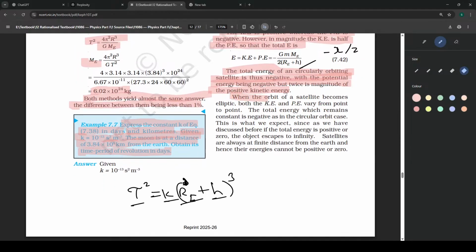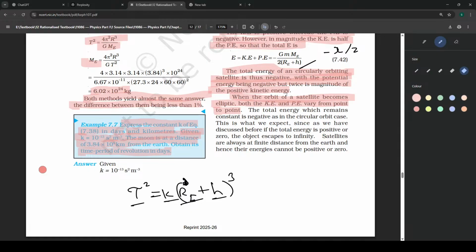When the orbit of the satellite becomes elliptical, both kinetic energy and potential energy vary from point to point. They get interchanged. Basically, the total energy at all the points of the elliptic orbit is conserved. It will be the same, but at different radius, the potential and kinetic energy keep changing. As the potential energy decreases, the kinetic energy increases.